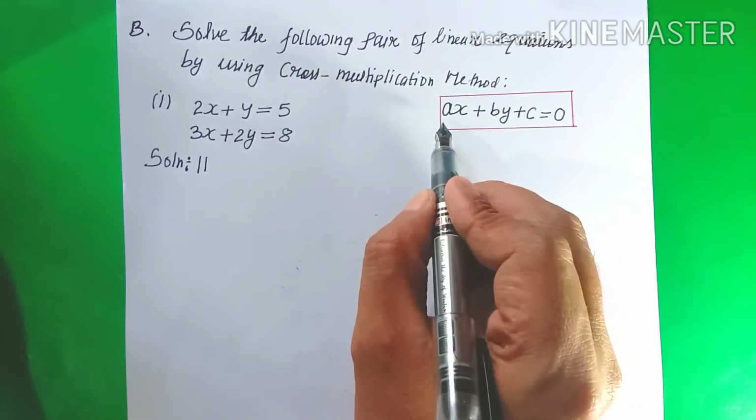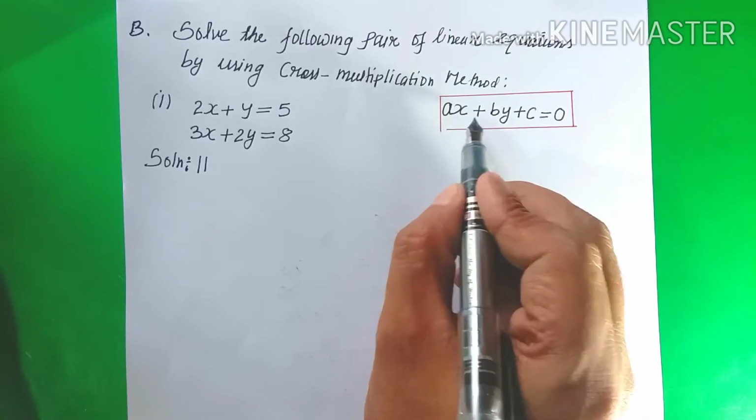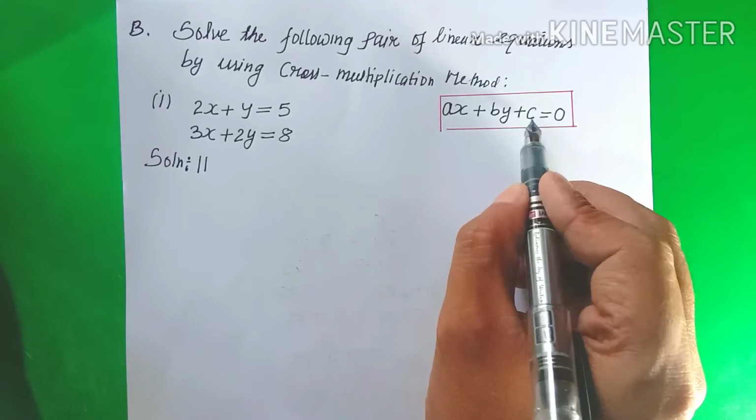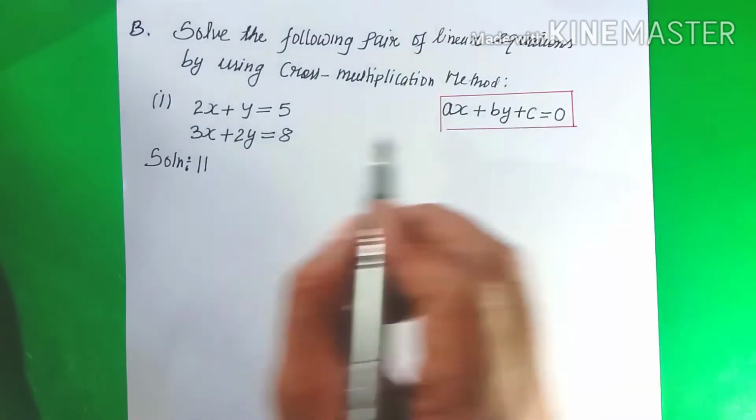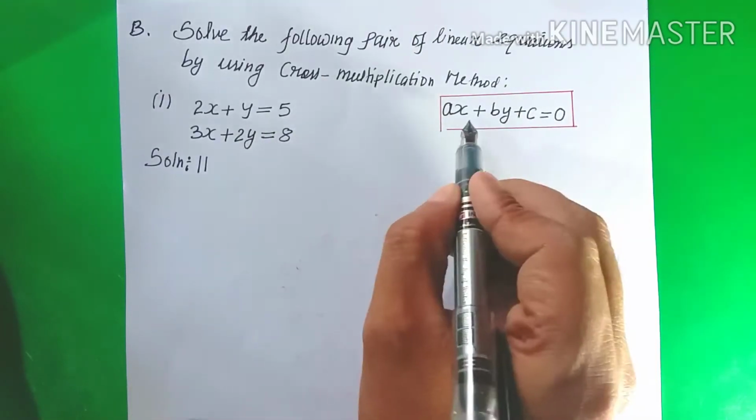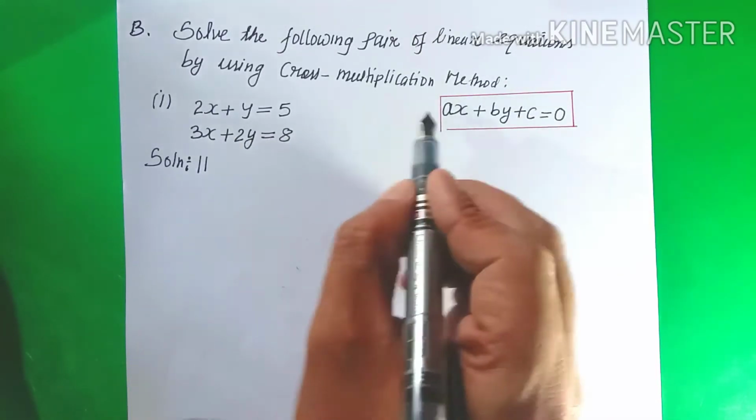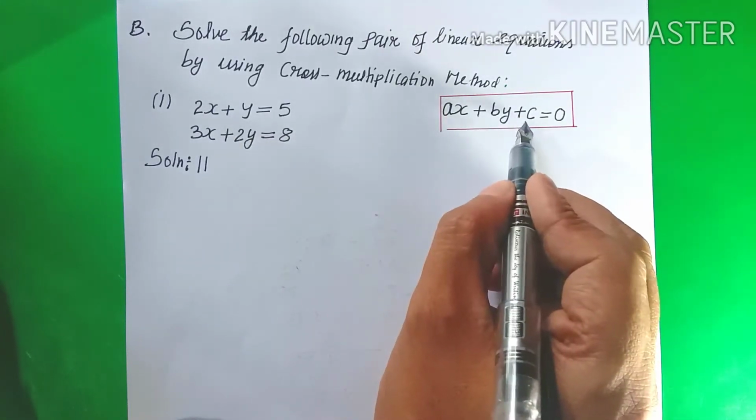The standard form of linear equations in two variables is ax plus by plus c equals 0. That means the given equations are not in standard form, so one must convert them into this format.